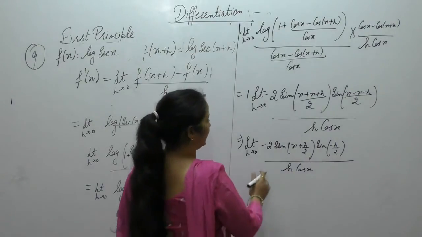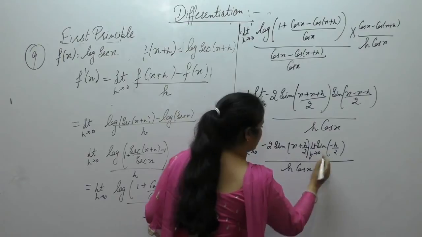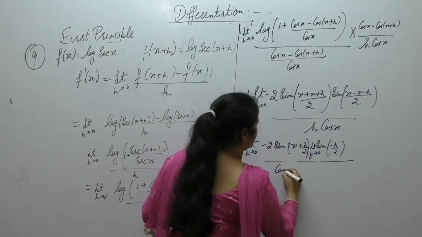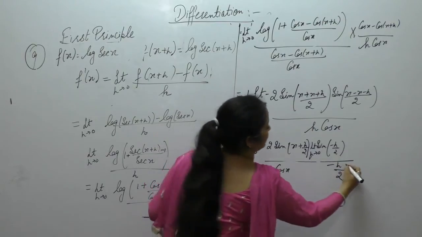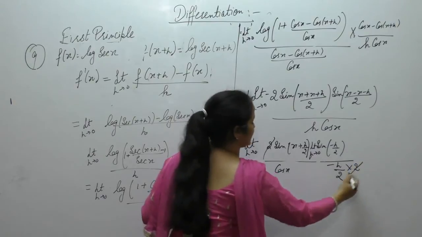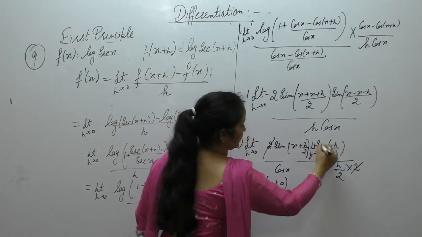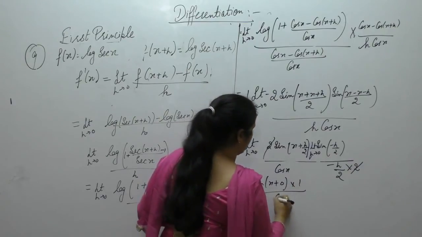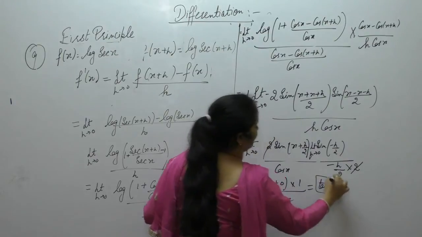Now separate the limits. We can write it as limit h tends to 0. We want the term minus h by 2 here, so negative here. So multiply and divide by 2. This 2 will get cancelled. Put the limit sine x plus 0. This is equal to 1 upon cos of x. Sine upon cos is tan x.